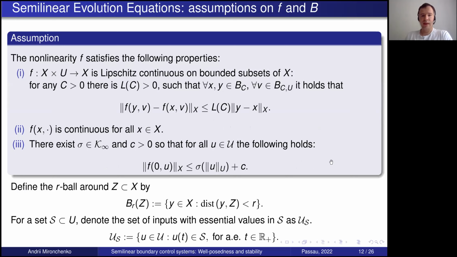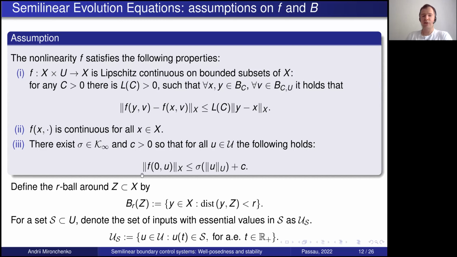Okay. Now to have existence and uniqueness, we need some further conditions on F. And it is natural that we need some kind of Lipschitz continuity. We will assume that F is Lipschitz continuous in the following sense. For any C and any x, y from the bounded ball of radius C, for any inputs of magnitude bounded by C, we have this property. Also we assume that this function F is continuous with respect to the second argument.